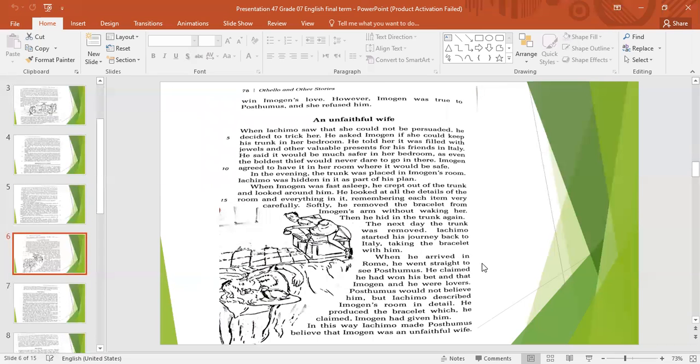When he arrived in Rome, he went straight to see Posthumus. He claimed he had won his bet and that Imogen and he were lovers. Posthumus would not believe him, but Iachimo described Imogen's room in detail. He produced the bracelet which he claimed Imogen had given him. In this way, Iachimo made Posthumus believe that Imogen was an unfaithful wife.